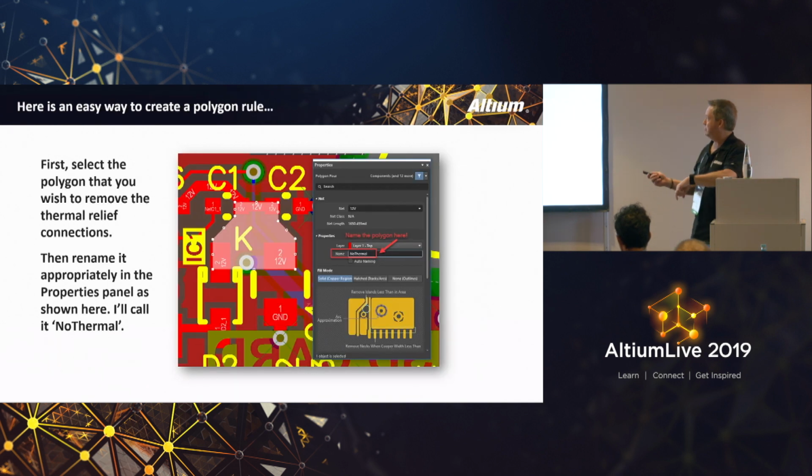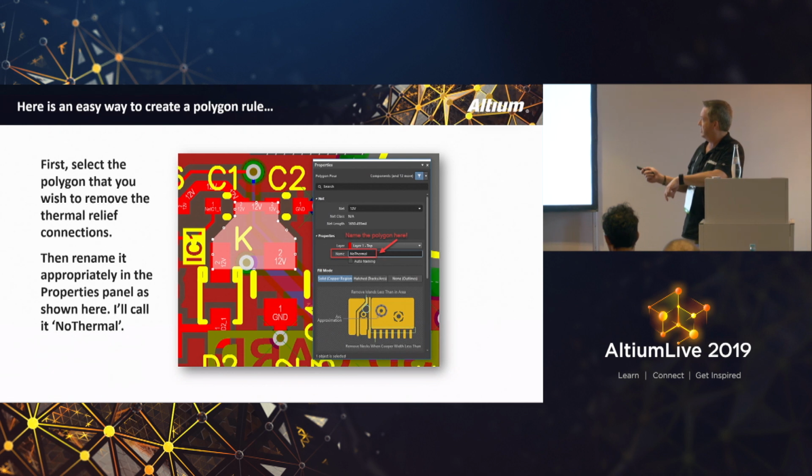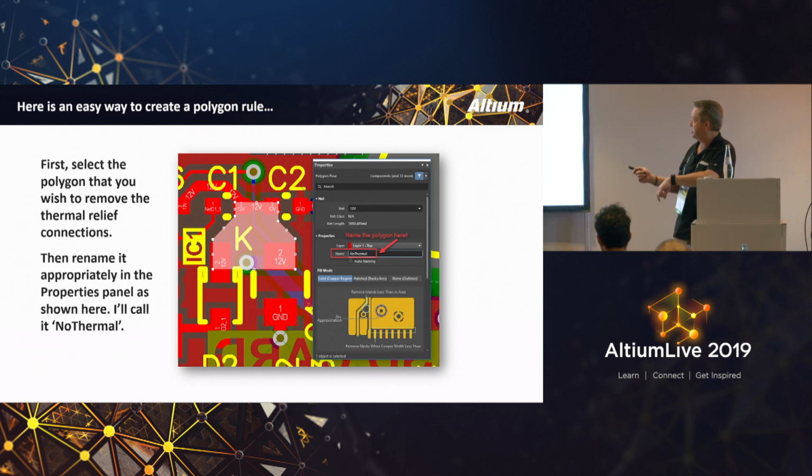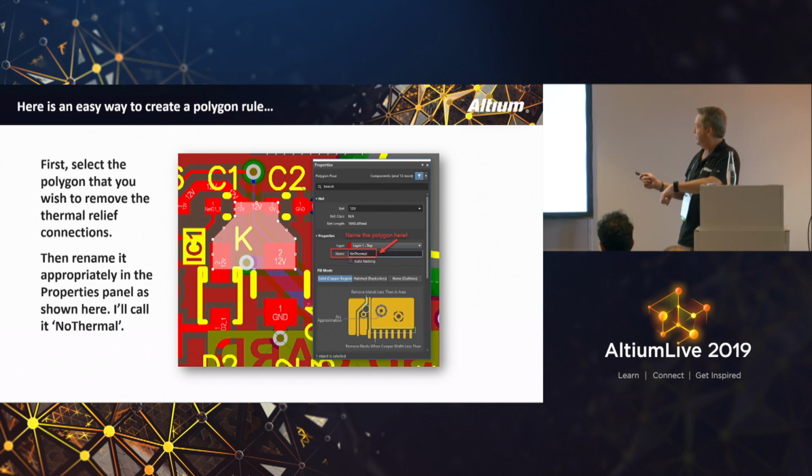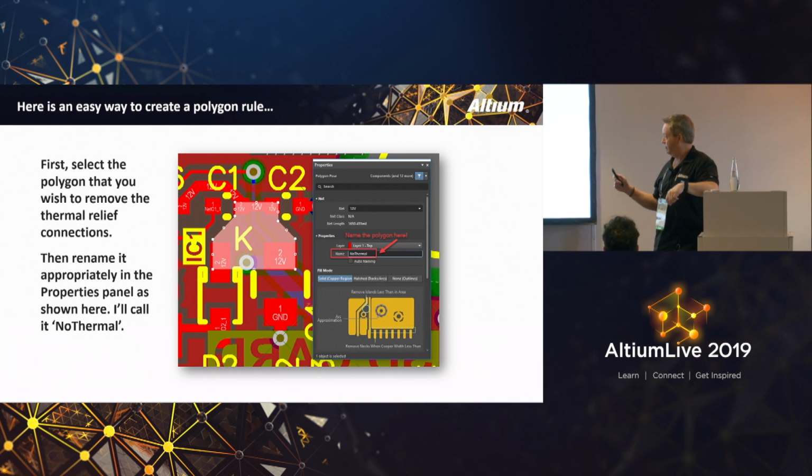So here is an example of a polygon that I want these 12-volt traces to be just heavy flooded copper. Here in the properties dialog box for my polygon, I have the option here to give it a name. I call it no thermal, and then it will reflect that rule that we created in the design rules.